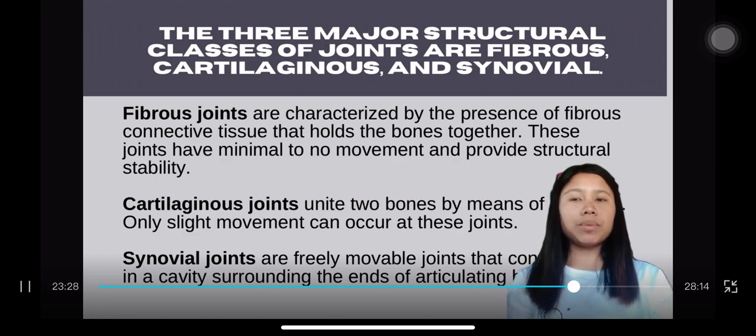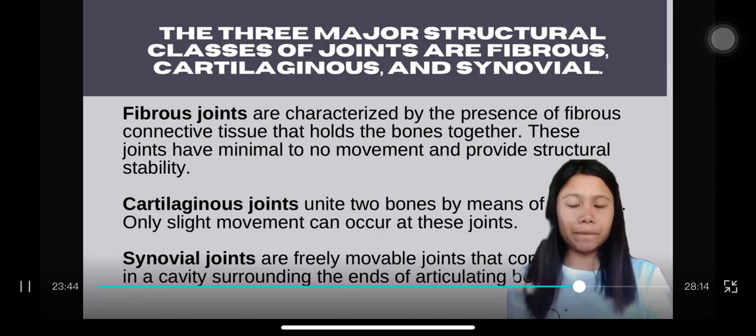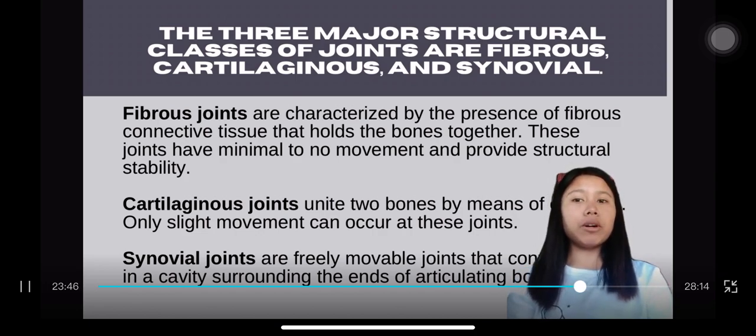So next, let's proceed to cartilaginous joints. Cartilaginous joints unite two bones by means of cartilage. Only slight movement can occur in this joint. So let's proceed to synovial, which is the last part. Synovial joints are freely movable joints that contain synovial fluid in a cavity surrounding the ends of the articulating bones.